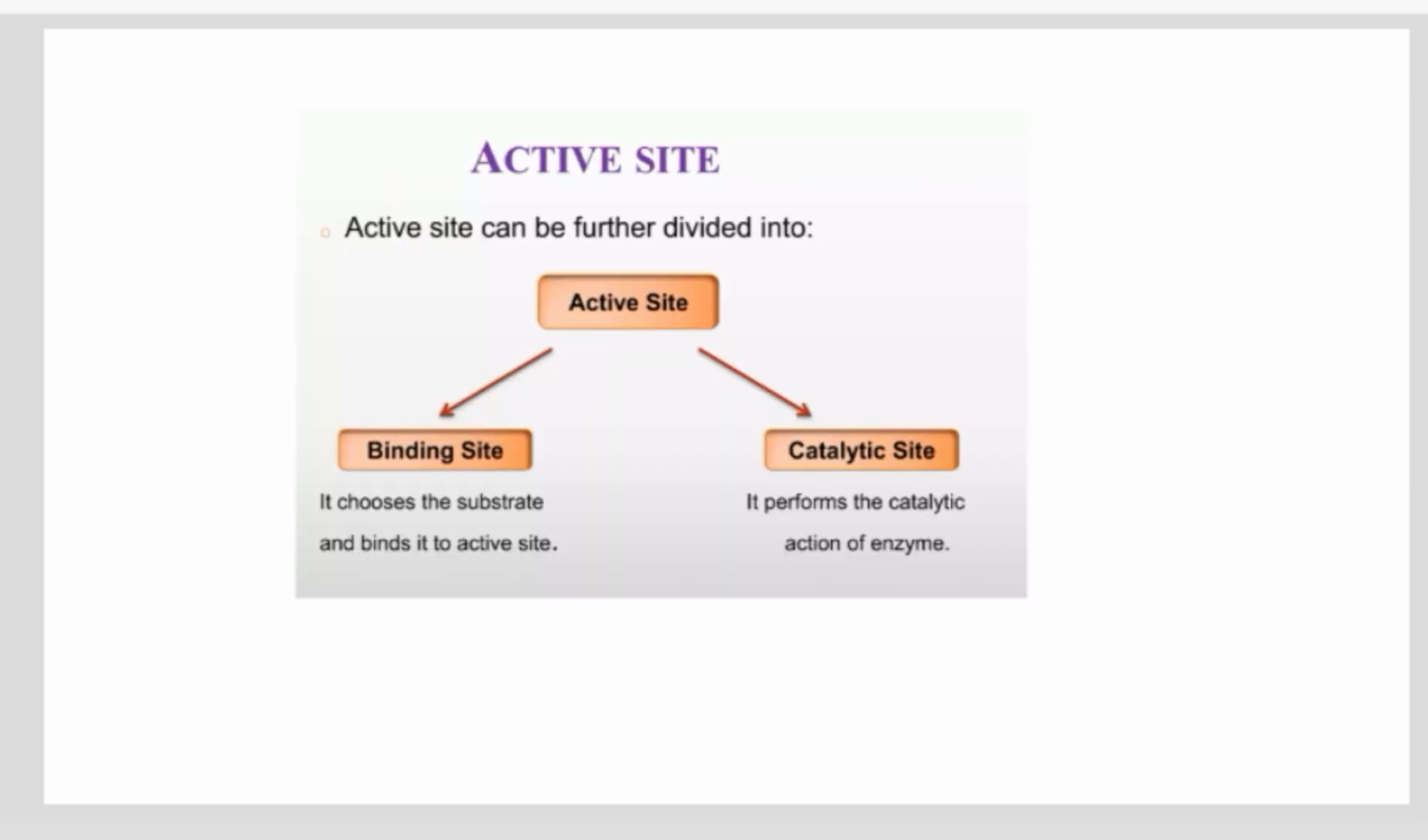The active site always has two types of sites: one is the binding site and the other is the catalytic site. The binding site chooses the substrate and binds it to the active site. The catalytic site performs the catalytic action of the enzyme.